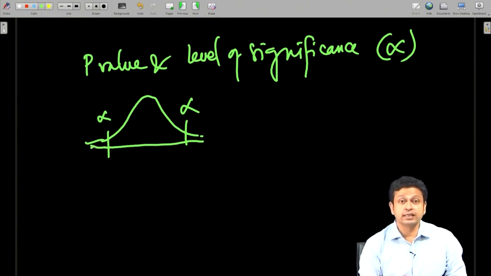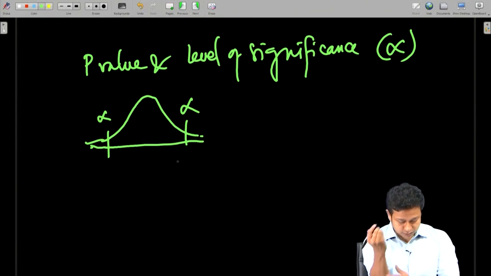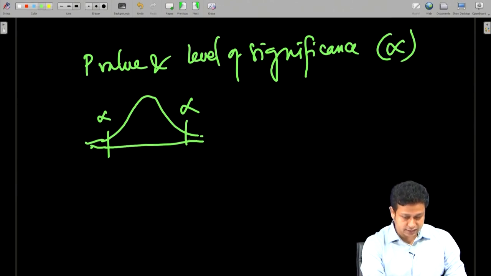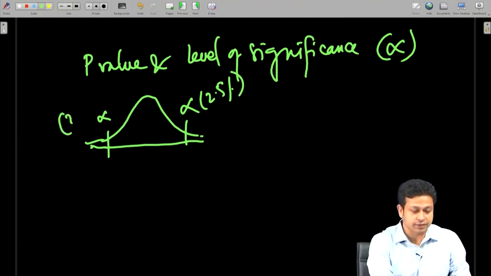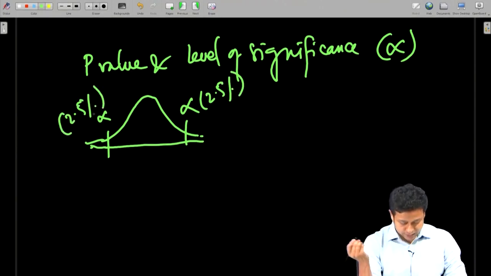So, we can basically say that we reject the null hypothesis. So, we use both the p value and alpha to actually take a decision. Let us say we have a 5% level of alpha, which means this, and for a two-tailed test, the value of alpha in each tail is going to be 2.5%.